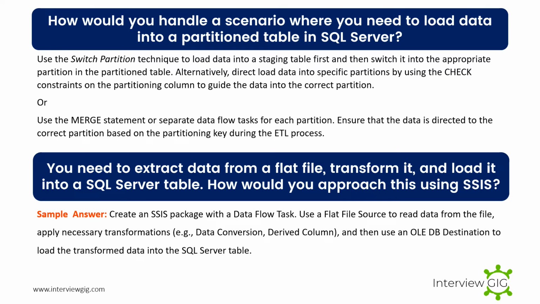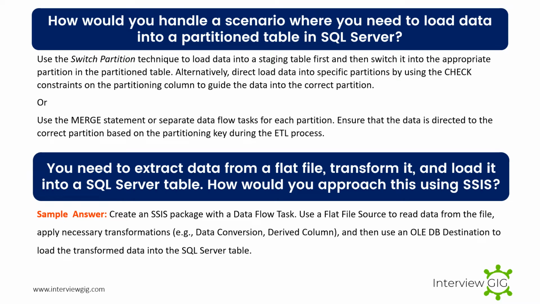How would you handle a scenario where you need to load data into a partition table in SQL Server? Sample answer. Use the switch partition technique to load data into a staging table first and then switch it into the appropriate partition in the partition table. Alternatively, directly load data into specific partitions by using check constraints on the partitioning column to guide the data into the correct partition. Or, use the merge statement or separate data flow tasks for each partition. Ensure that the data is directed to the correct partition based on the partitioning key during the ETL process.